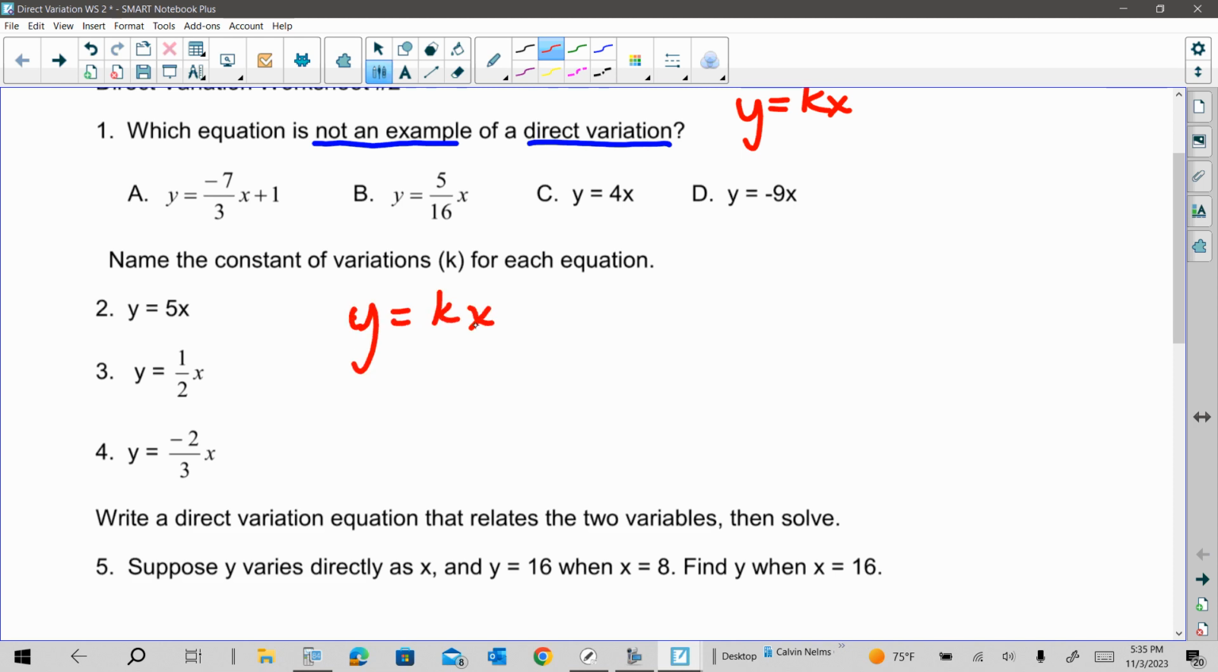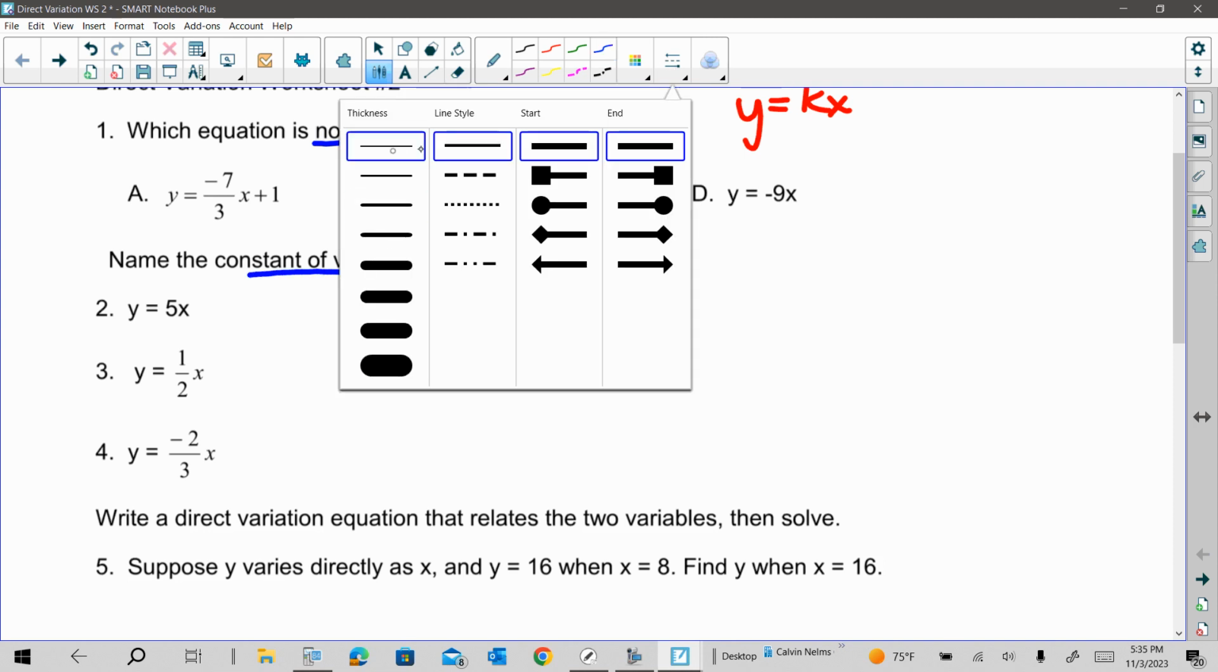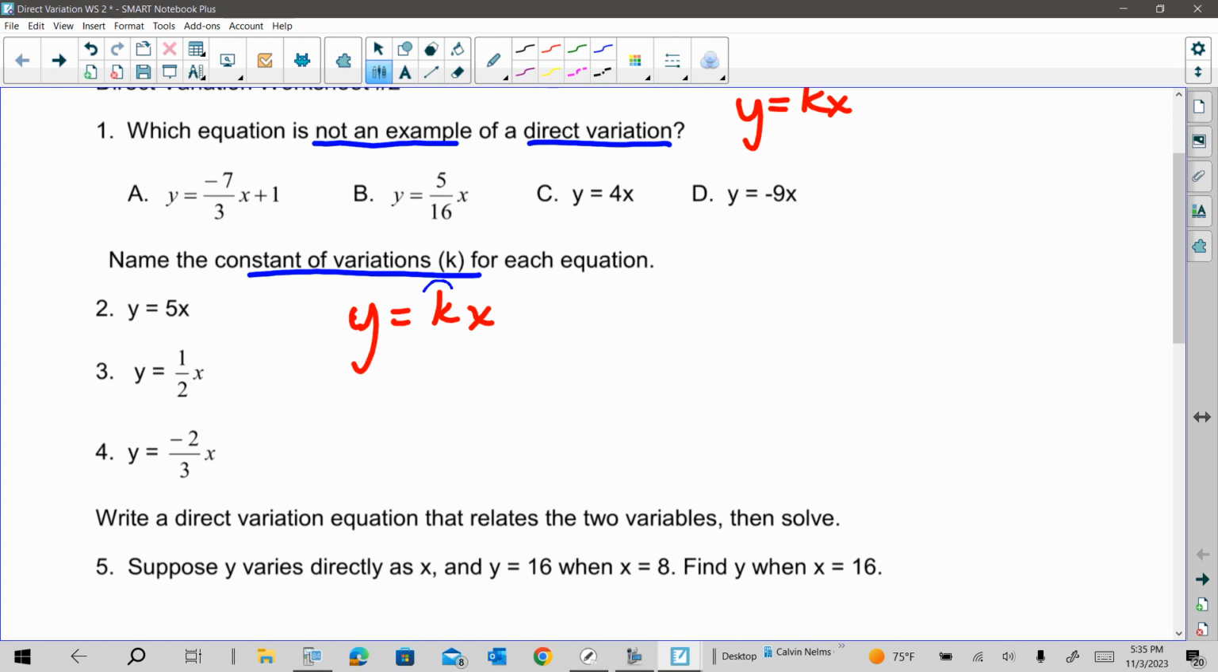Now, using that form, I'm going to just rewrite it here, y equals kx. On this next section, they want you to name the constant of variation, which is the k. So what you have to do is look for what's in front of the x. Like on number 2 here, the k would be 5. That is the slope, which is our constant of variation. So we're just trying to make sure you're picking the correct part. And the constant of variation does not have a variable. It should be a number every time.